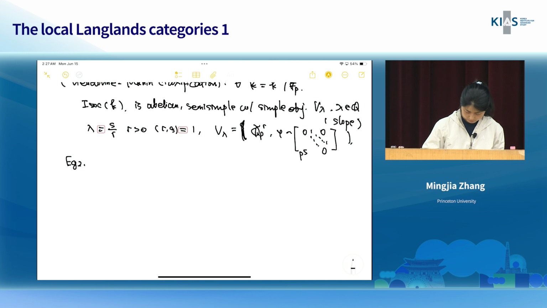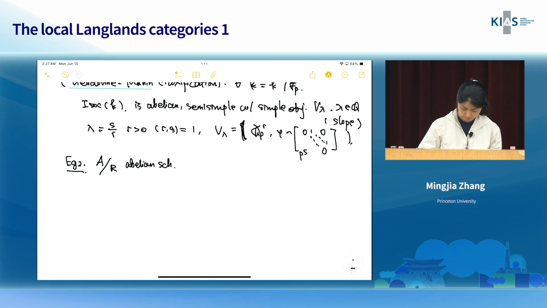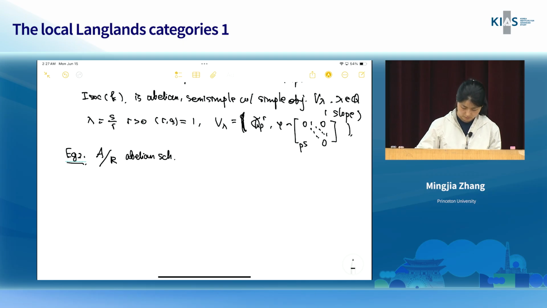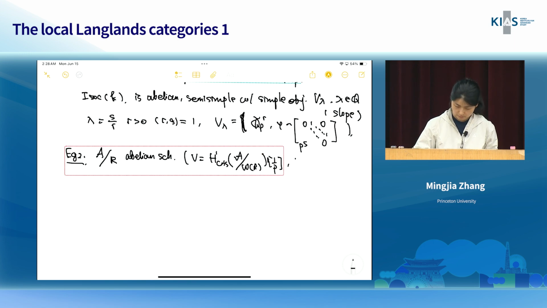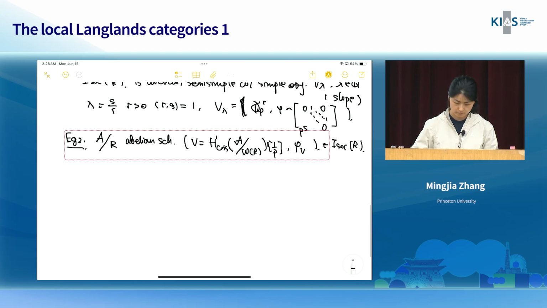So another example of an isocrystal is just the crystalline cohomology of a family of algebraic varieties in characteristic p. So for example, if we have an abelian scheme A over R, then one can take the first crystalline cohomology of A over the Witt vectors of R, and then invert p. Then this thing carries the Frobenius induced by the absolute Frobenius on A, and this gives an example of an isocrystal on R.